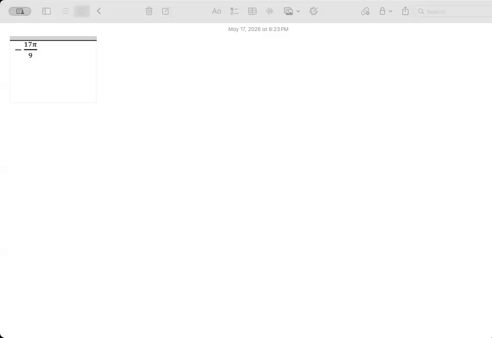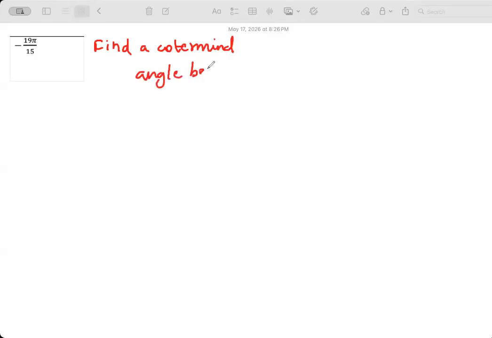Okay. Find a coterminal angle between 0 and 2 pi. For this one, find a coterminal angle between 0 and 2 pi.